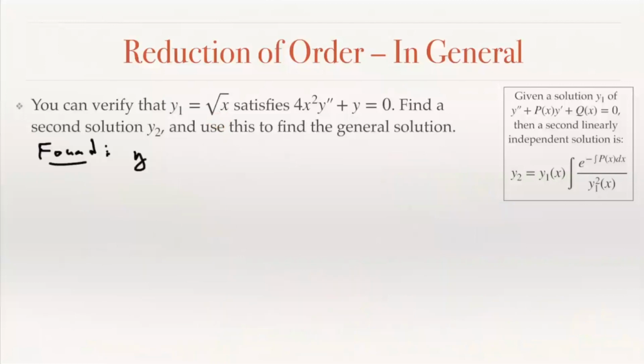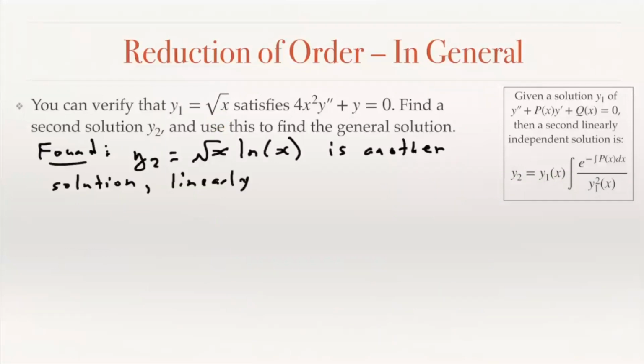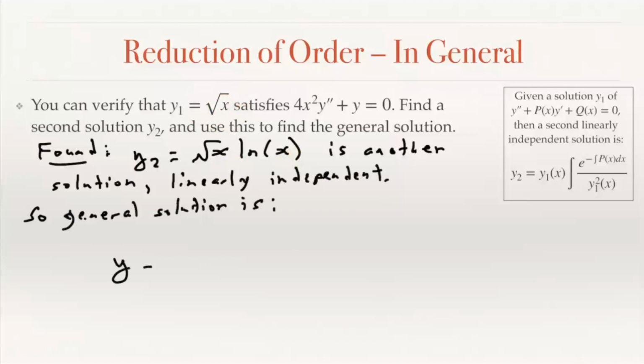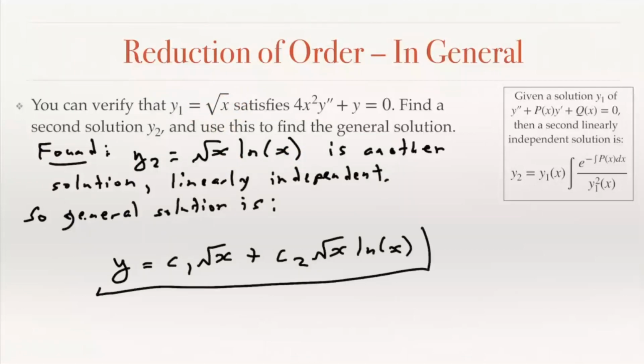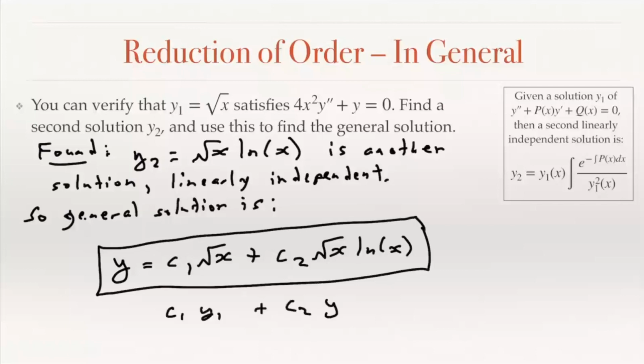So we found that y2 equals root x times the natural log of x is another solution and is linearly independent. This will always generate a linearly independent solution. Root x ln x is not a scalar multiple of root x. So the general solution to this differential equation is c1 root x plus c2 root x ln x. That's our C1y1 plus C2y2.